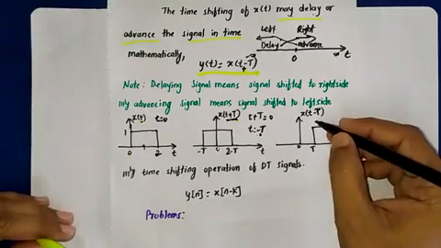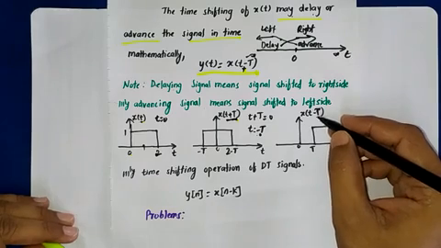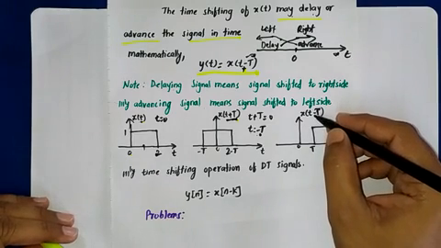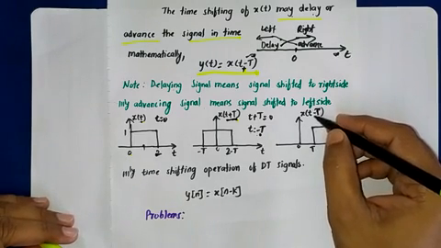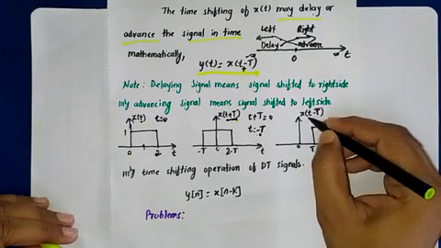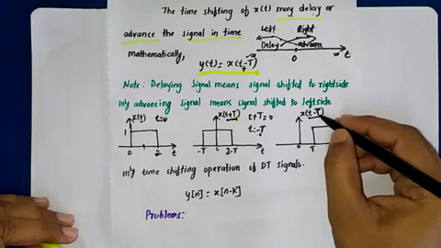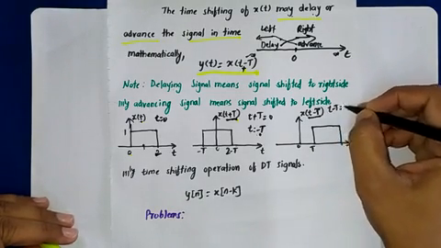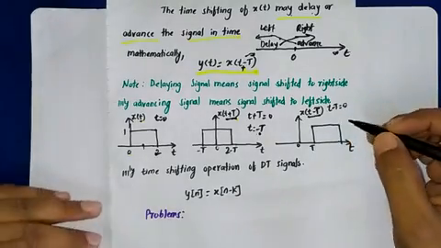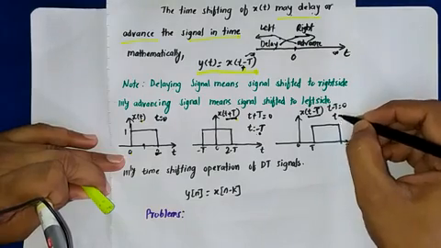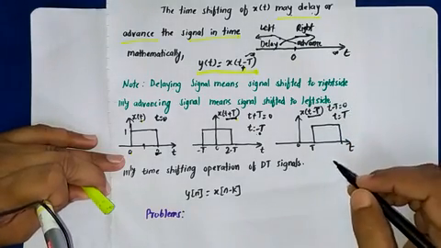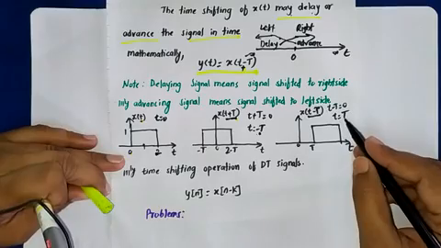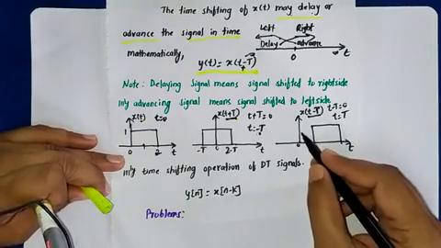Similarly, for shifting towards the right side, it is delaying, meaning minus comes here. So t minus t is the part inside this bracket. I will make t minus t equal to 0. Then what will be the value of t? This will be plus t. So you will understand that at plus t your signal will start.